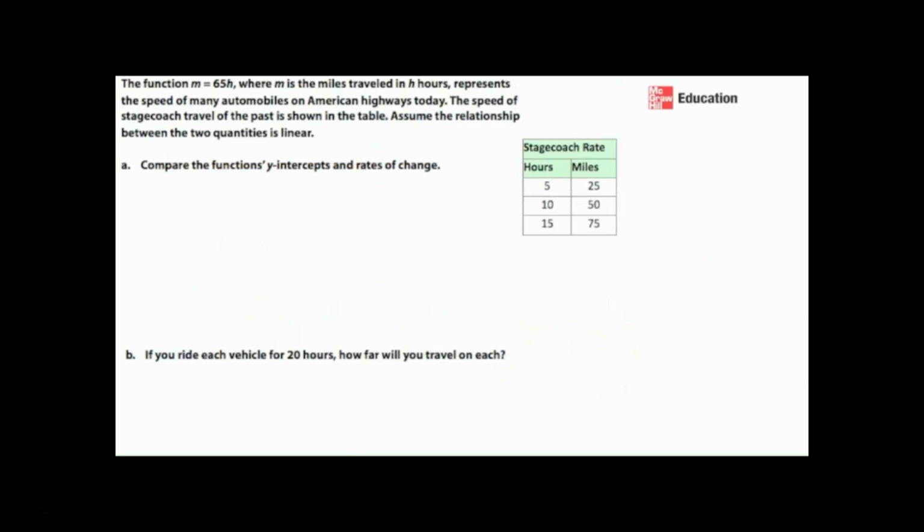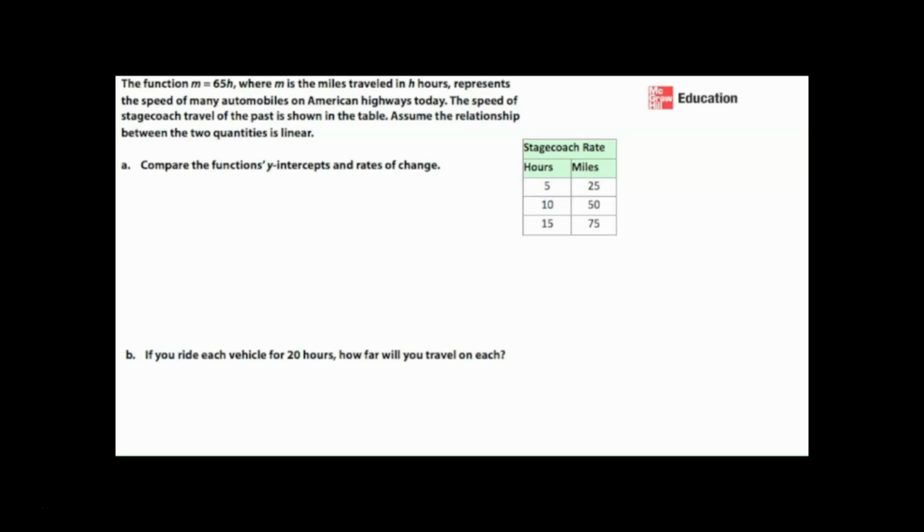m equals 65h, where m is the miles traveled in h hours, represents the speed of many automobiles on American highways today. The speed of stagecoach travel of the past is shown in the table. Assume the relationship between the two quantities is linear. A. Compare the functions' y-intercepts and rates of change. B. If you ride each vehicle for 20 hours, how far will you travel on each?